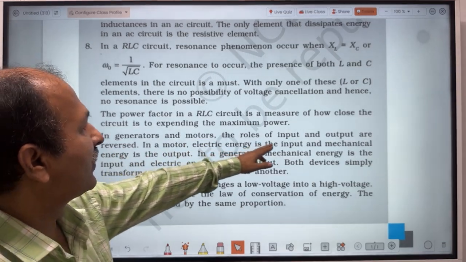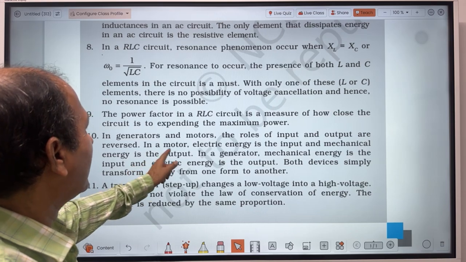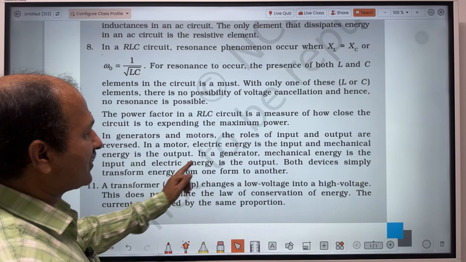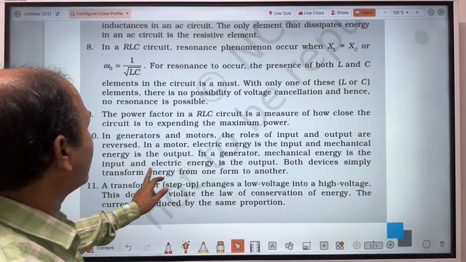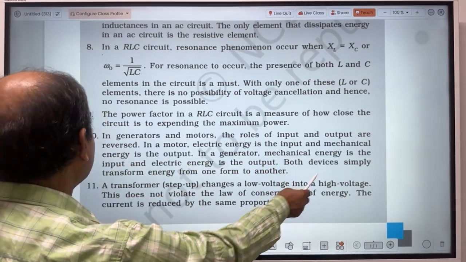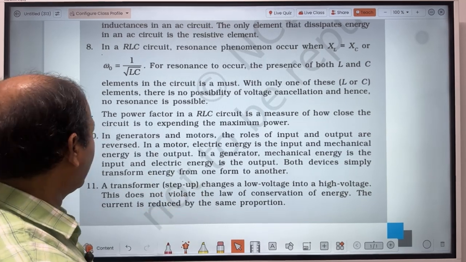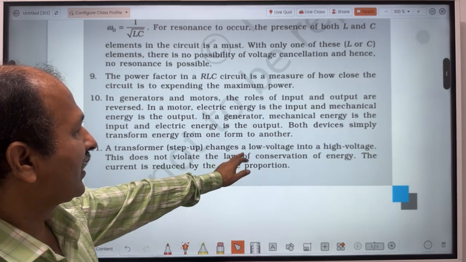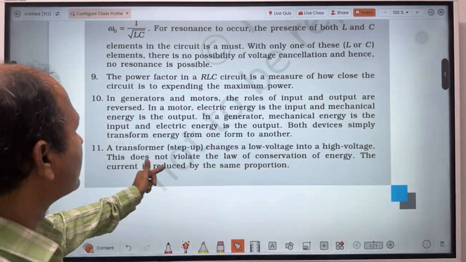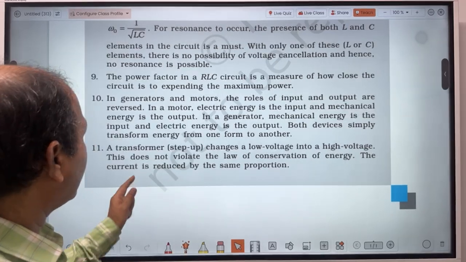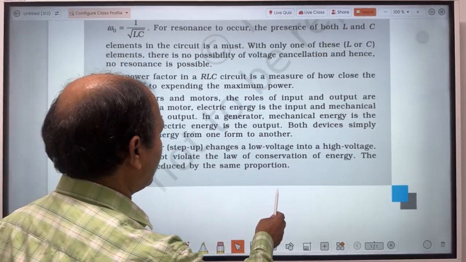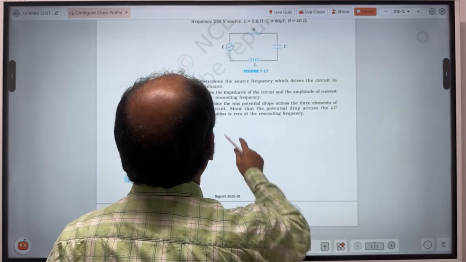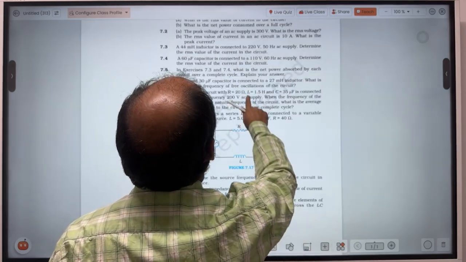And then in generators and motors, the roles of input and output are reversed. In a motor, electric energy is the input and mechanical energy is the output. In a generator, mechanical energy is the input and the electrical energy the output. Both devices simply transform energy from one form to another. And a step-up transformer changes a low voltage into high voltage. This does not violate the law of conservation of energy. The current is reduced by the same proportion. Keep in mind, this is an important question. This is one important concept you can say.